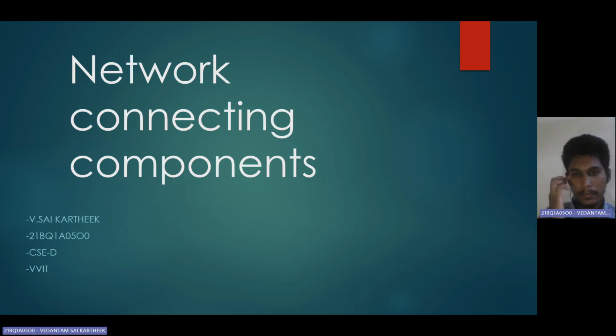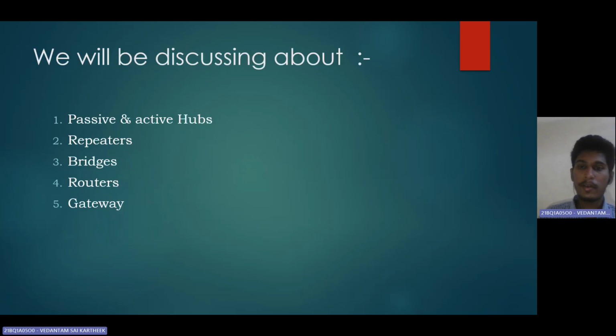Let us see about the network connecting components. There are various network connecting components. We are going to discuss passive and active hubs, repeaters, bridges, routers, and gateways. So let us see about each component one by one.